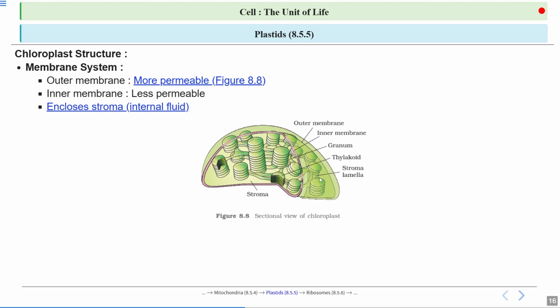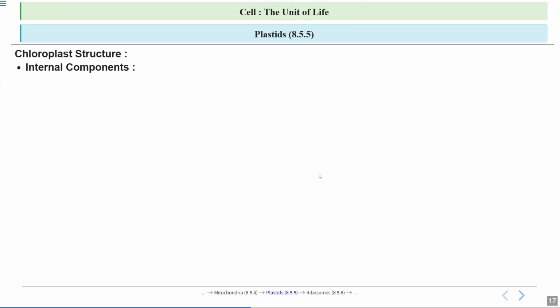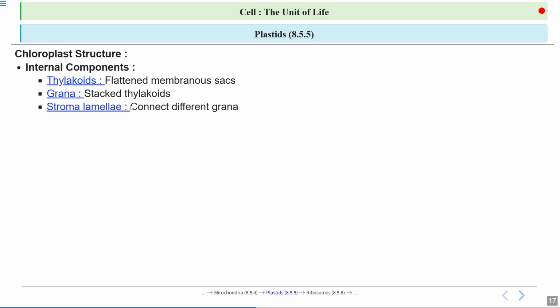Remember this. Stroma lamellae, because this is present in stroma, that's why it is known as stroma lamellae. This is connecting to granum. Internal components of the chloroplast: thylakoids are flattened membranous sacs, and the stacks of the thylakoid are known as grana. Thylakoids are the site of light reaction. Stroma lamellae connect different grana.